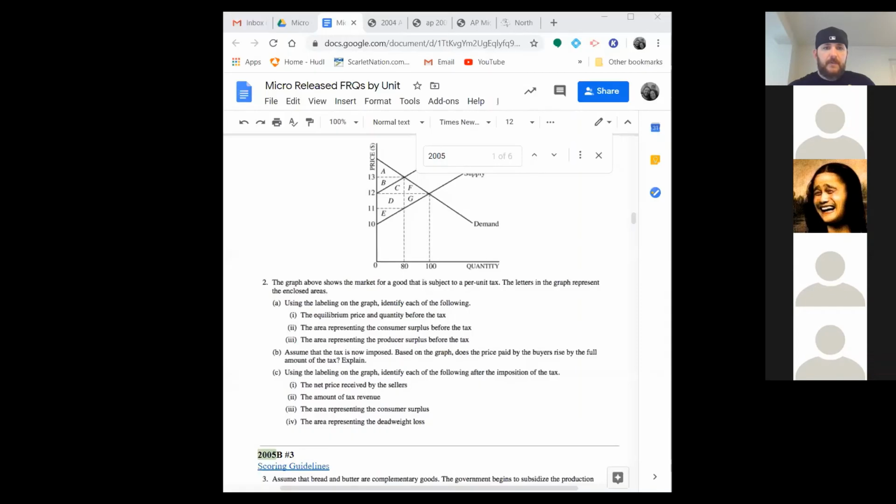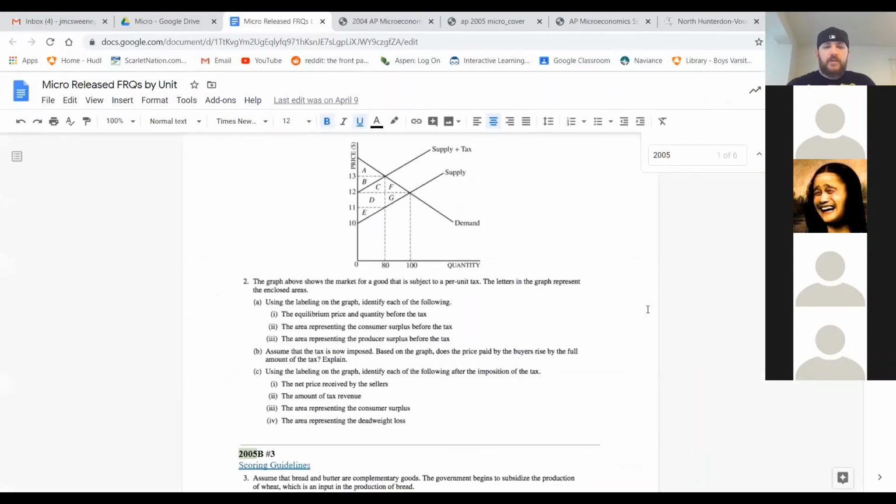Let's go to 2005, number 2 here. All right. 2005, number 2 is a fun one. I like this one. This is taxes. I chose this one because it's a real simple overview for you guys to make sure that you know what you're doing and how to look at the graph of taxes. We're going to share the document here, screen at least. Good. Can you guys see that? I think you can. Yeah. All right, cool. So let's enlarge it.